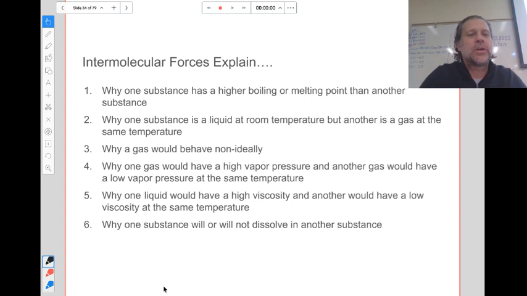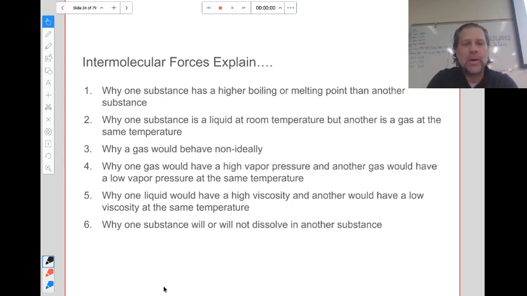So today's lecture is not about intermolecular forces. We're kind of moving past that, but I just wanted to review them. One more thing about them. Intermolecular forces tend to explain why one substance has a higher boiling point or melting point than another substance.